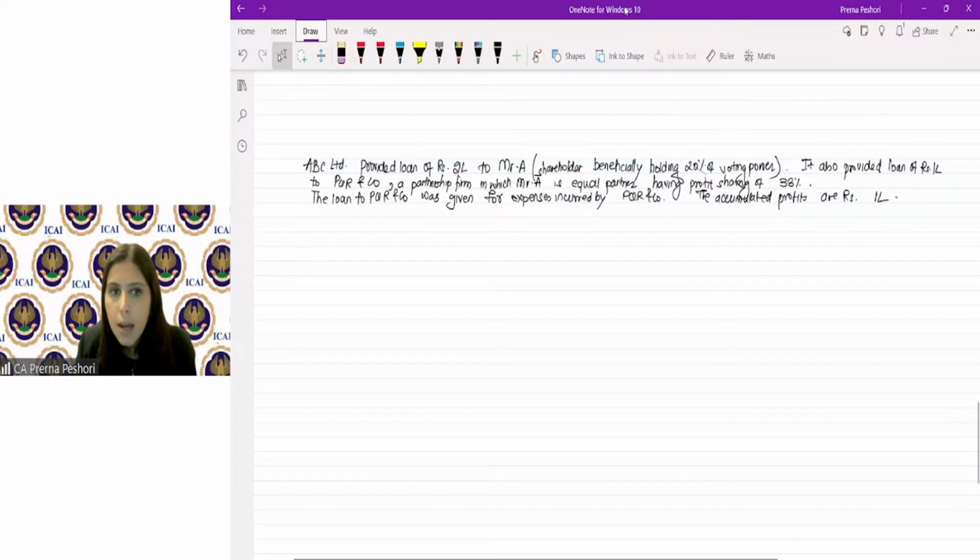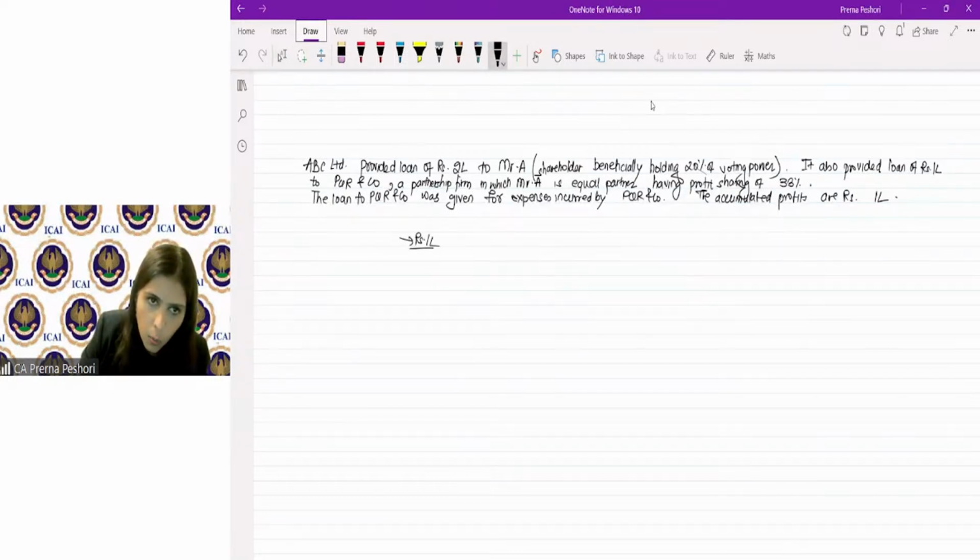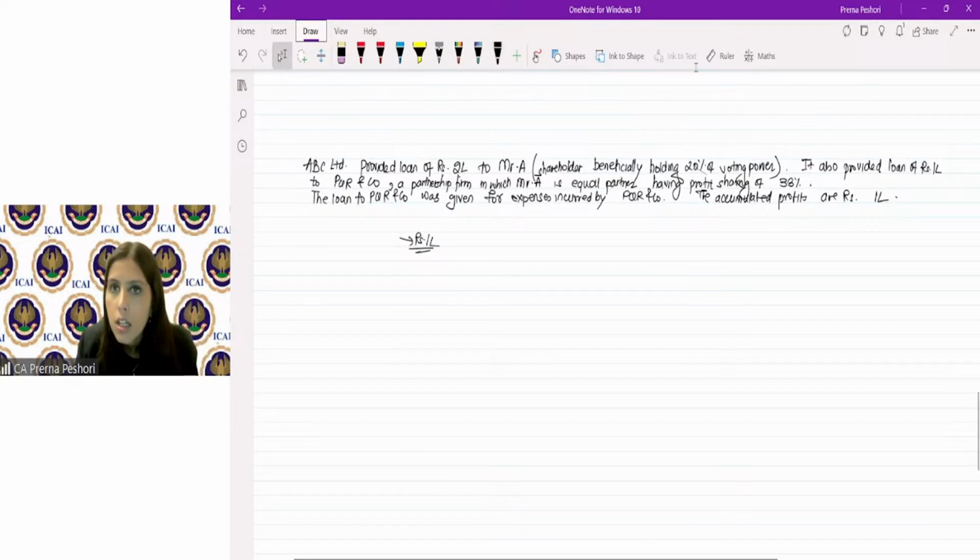Let me just tweak the example a little bit. So this will be your rupees 1 lakh, to the extent of the accumulated profits. Now, let me give you a little more complex example. So just write down. Let's say there is a balance sheet.